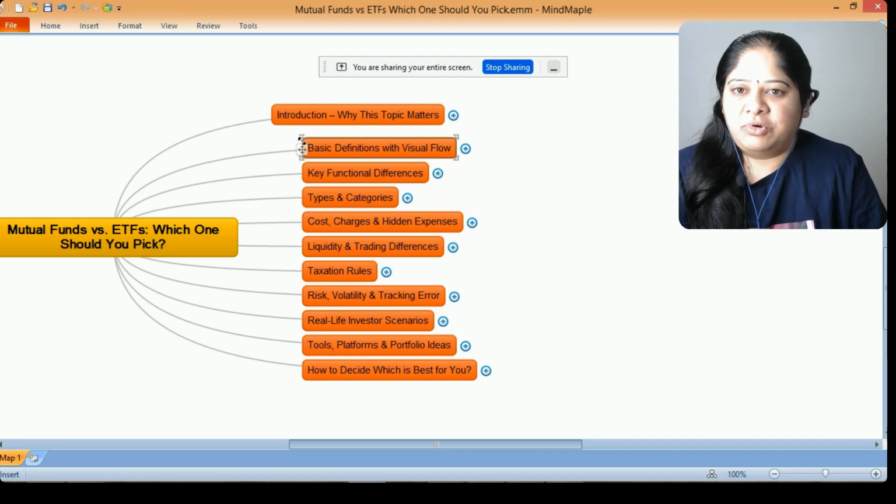So, this is about mutual funds versus ETFs. Which one should you pick? The introduction: why this topic matters.